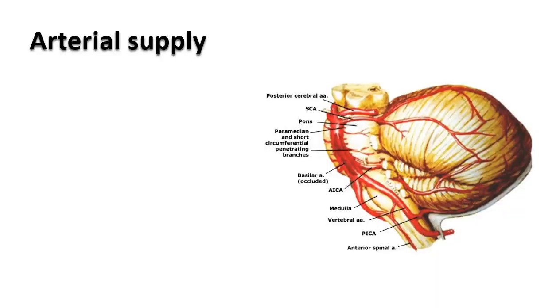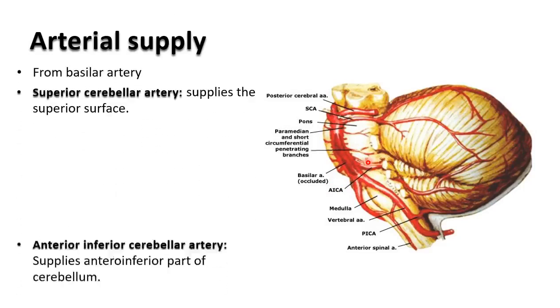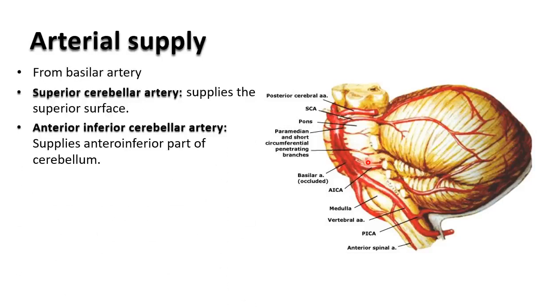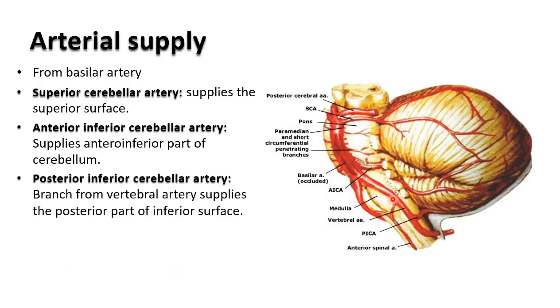Arterial supply is mainly by the superior cerebellar artery, PICA, and AICA, the anterior inferior cerebellar artery. The superior cerebellar and anterior inferior cerebellar arteries are branches of the basilar artery. The posterior inferior cerebellar artery is a branch of the vertebral artery. It supplies the posterior part of the inferior surface of the cerebellum, and posterior inferior cerebellar artery occlusion forms the lateral medullary syndrome.